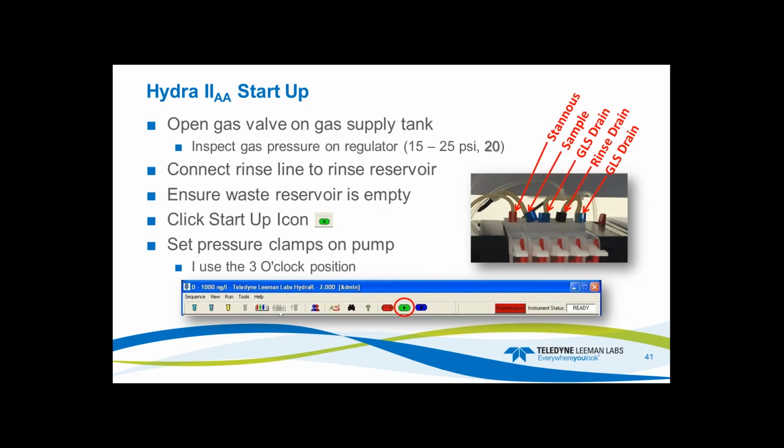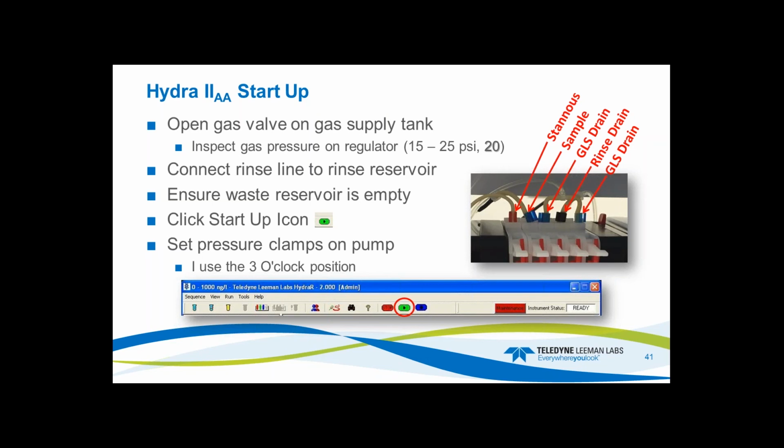Start up, so open the gas valve on the gas tank, inspect the gas pressure on the regulator. 15 to 25 psi, 25 is max, I recommend about 20 psi. Connect the rinse line to the rinse reservoir bottle. Ensure the waste reservoir is empty, and click the startup icon.